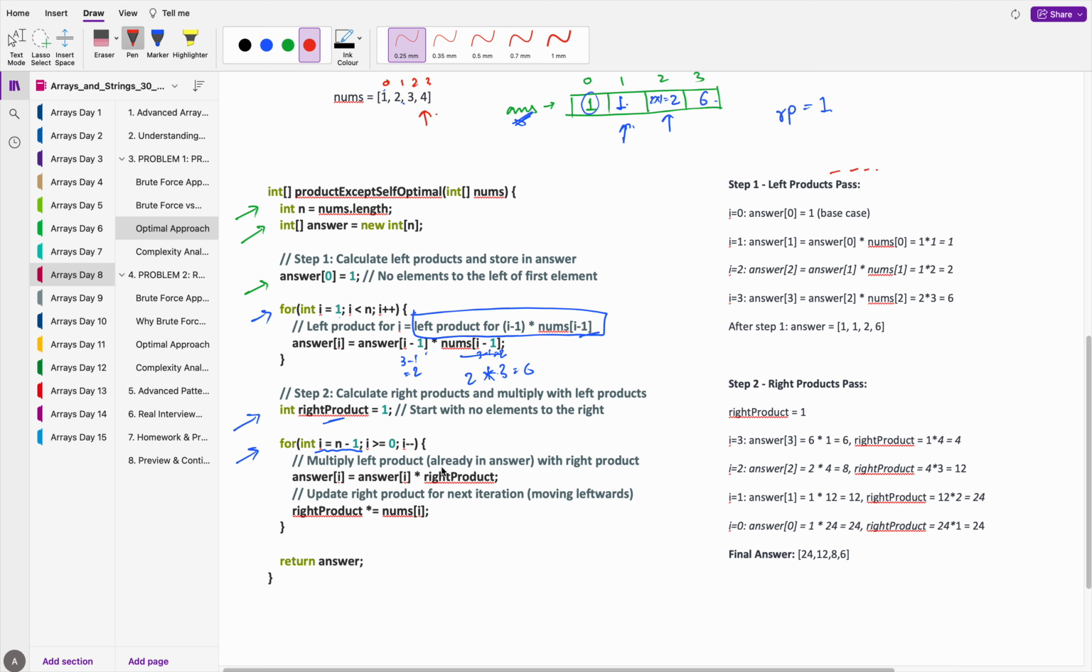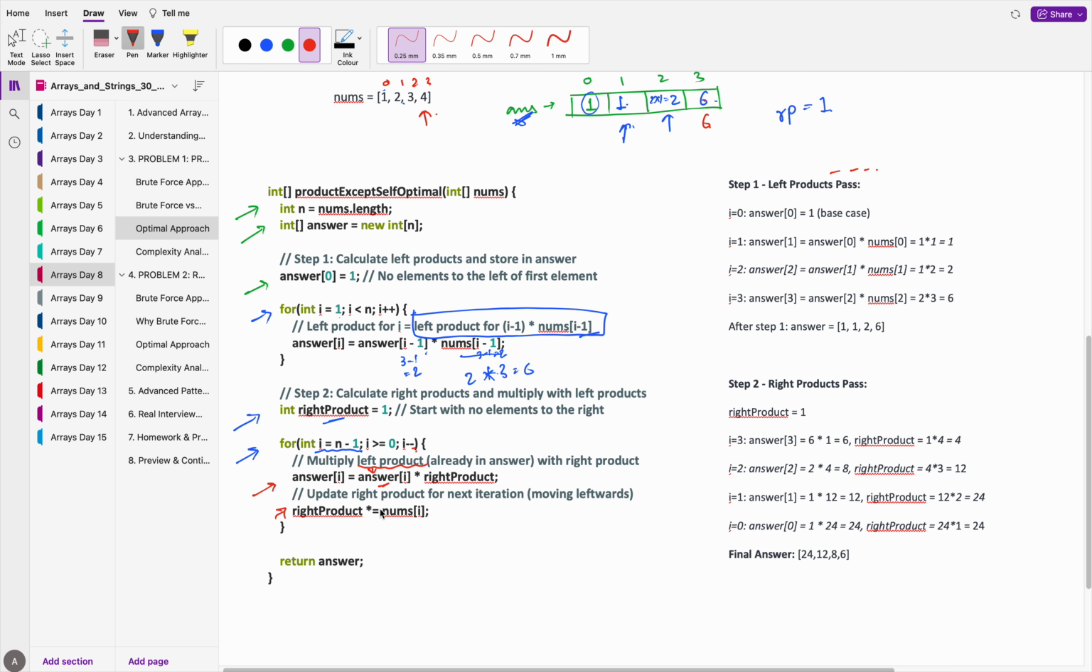Multiply the left product already in the answer array with the right product. So answer i equals answer i multiplied by the right product, which is in the variable, because answer i is going to give you the left product. So 6 multiplied by 1 will stay 6. Then i minus minus. We multiplied, but before i minus minus, I am updating the right product variable as well.